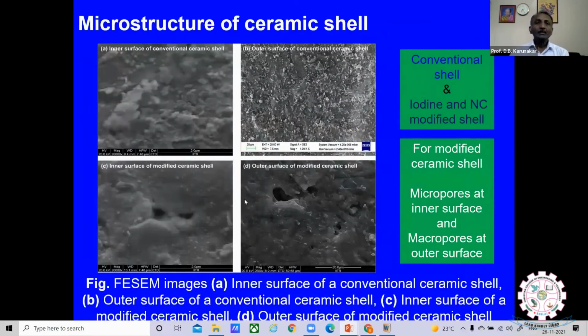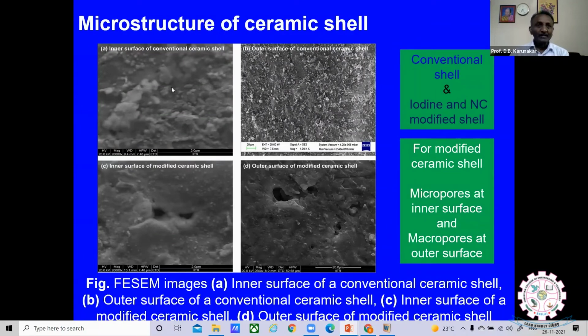Now you can see here, this is the microstructure of the ceramic shell. Because of the addition of iodine, small pores were created. This is the inner surface of the modified ceramic shell, and because of the addition of the needle coke, pores are created. These are the micropores, and these are the macropores.